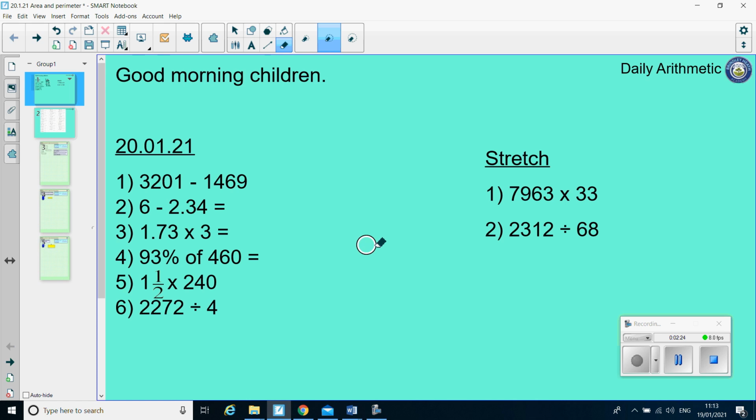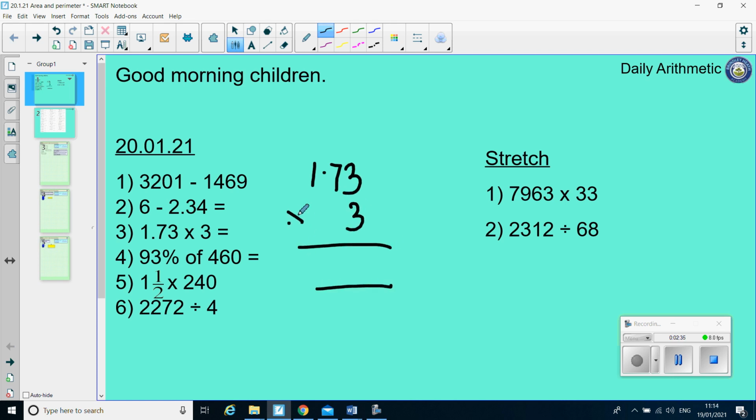Okay. Question 3, when we're multiplying a decimal by a whole number, remember that's different to how I would set it out for a subtraction. So I'd set it out just like I've done on the screen. Okay, 3 times 3 is 9, 3 times 7 is 21, carry my 2, 3 times 1 is 3, add my 2 gives me 4, and my decimal point drops down. Oh, sorry. 1 times 3 is 3, add my 2 is 5, not 4. Try and get that right. And then my decimal point drops down into my answer. So it's 5.19.